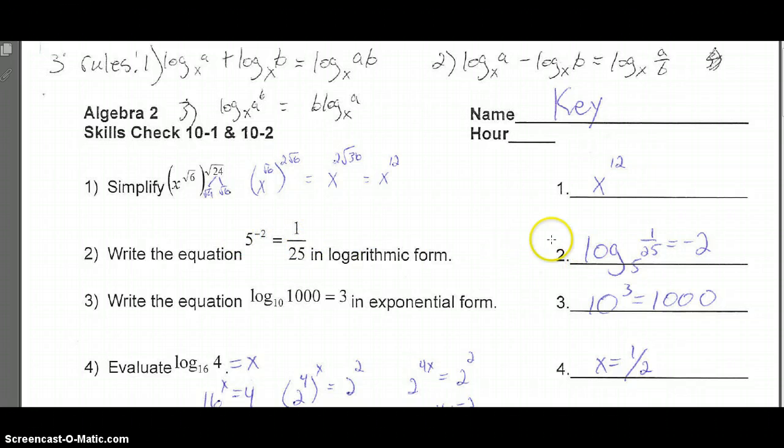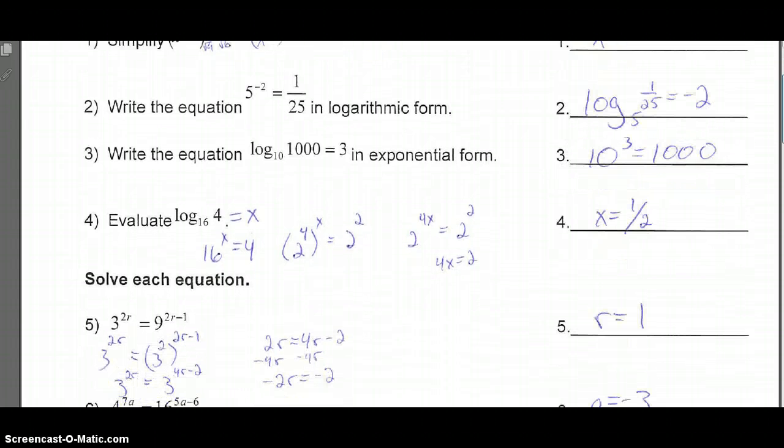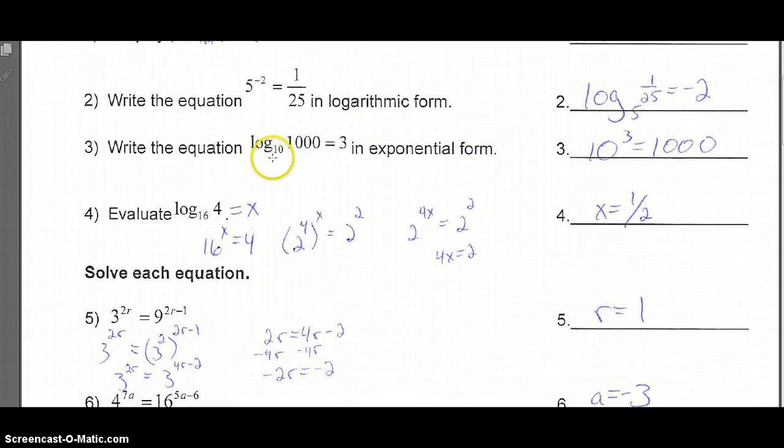Number 2, base 5 raised to the negative 2 equals 1 over 25. Write that in log form. Well, I have log base 5 of 1/25 is negative 2. Alright. Number 3, log 10. Loop, swoop, so 10 to the third equals 1,000.